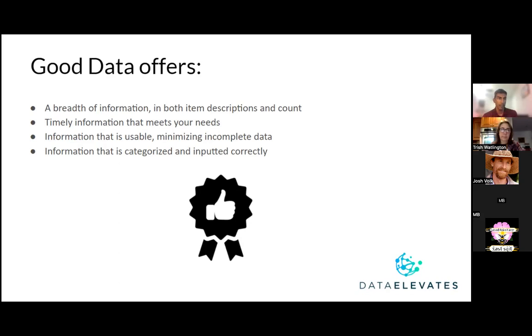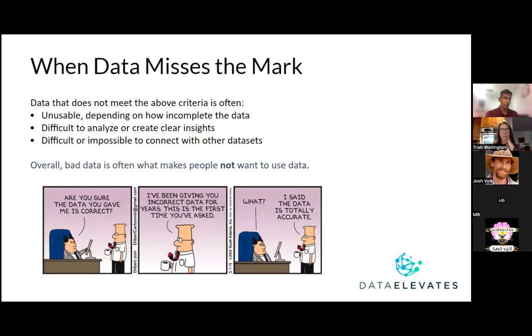And then the last two bullets, I believe people already noted. So information that's usable, minimizing incomplete data, and it's got to be inputted correctly. So either by yourself or in the data that you've culled from other areas, it needs to be provided correctly. So these are great. I think everyone sort of hit the mark there.